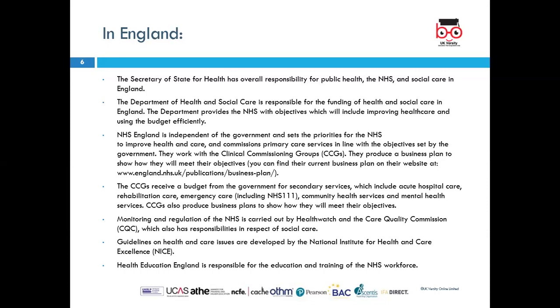So NHS England, it's dependent on the government and sets the priorities for the NHS. And these are to improve health and care and commissions primary care services in line with the objectives that are set by the government. So the government sets up objectives and then they go to the NHS England, which have to be carried out. And they work with clinical commissioning groups. So what are these? They produce a business plan in order to show what their objectives are, how can they be met. So you can have a look at these plans. The links will be shared with you of these CCGs.